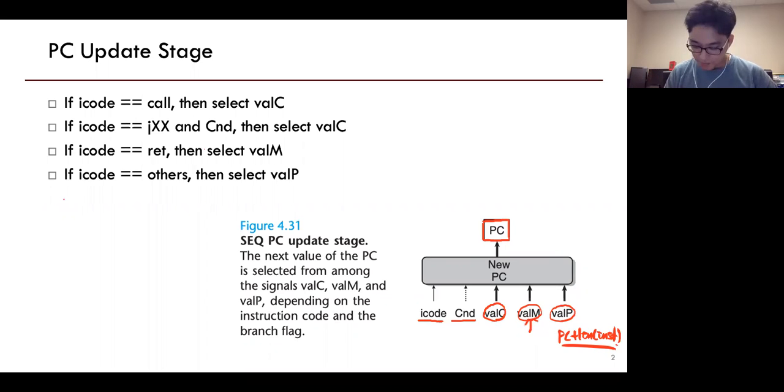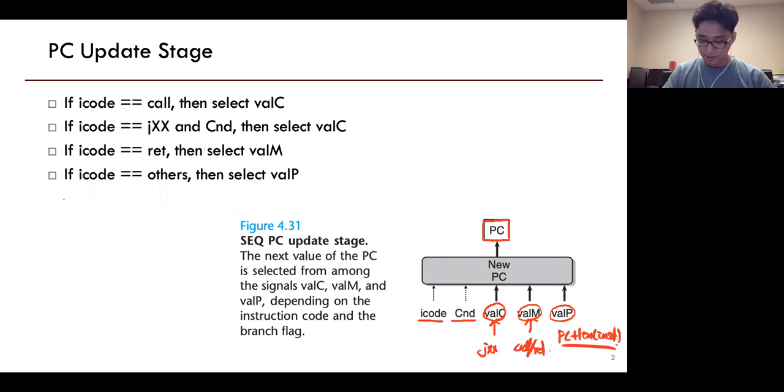Now, in which case could valC be the next PC? If the current instruction is a jump instruction, the jump instruction stores the destination address in the machine code, which is valC. So this is for jump instructions. Let me rewrite this like Y86: this is for call and return instructions. And for all the others, we use valP as the next PC.